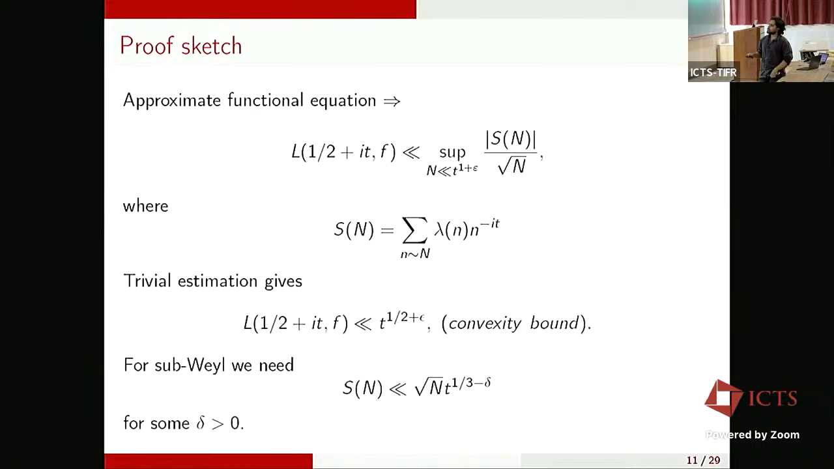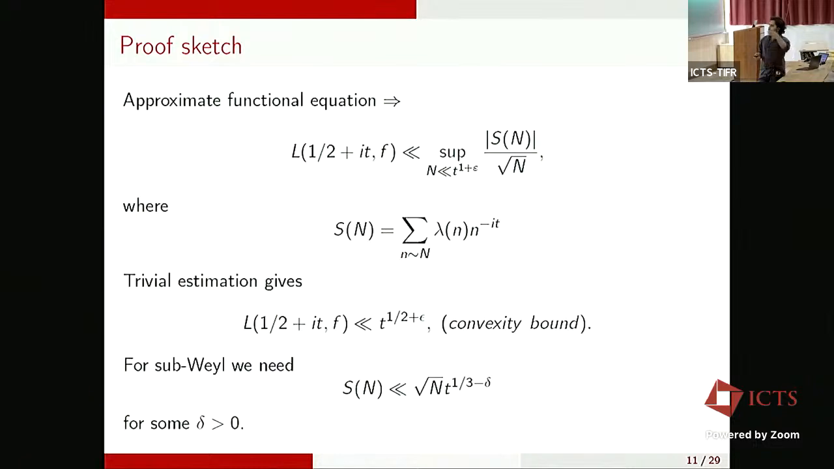So for sub-Weyl, just to recall, you need the right hand side to be something less than T power 1/3. In other words, we need to show that S_N is bounded by root N times T power 1/3 minus some delta, some positive delta. So this has to be true for each N going from 1 to capital T.